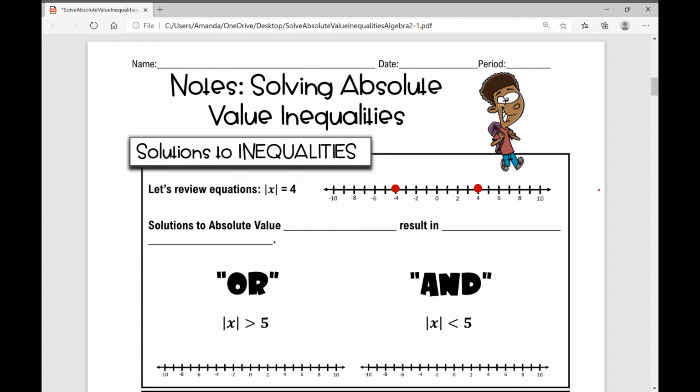Let's get started on today's notes over solving absolute value inequalities. So rather than having an equal sign in our problem, we are going to have an inequality symbol.